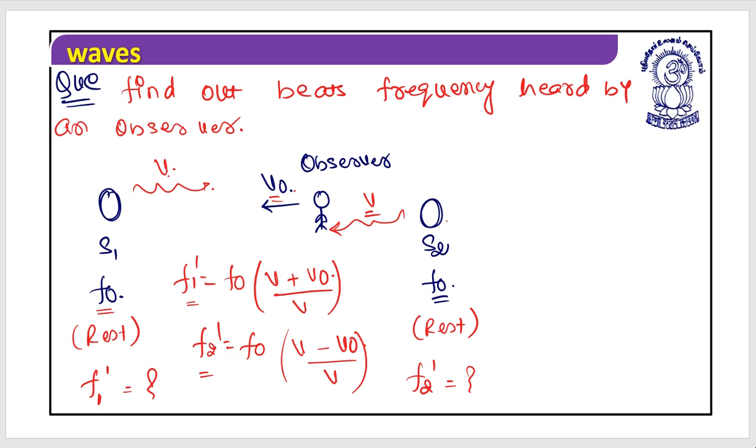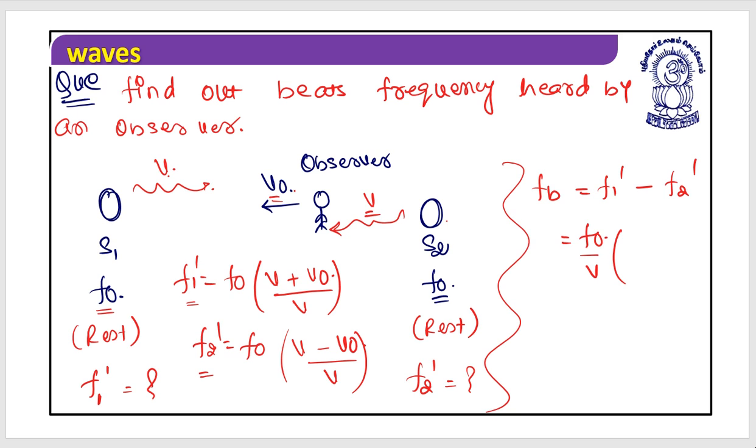So now I have the f1 dash, and I have the f2 dash. Let's find out the beats frequency. This beats frequency can be given as f1 dash minus f2 dash, and this equals f naught by v into bracket v plus v naught minus v minus v naught. I hope this is clear. Sorry, plus v naught. I hope this is clear.